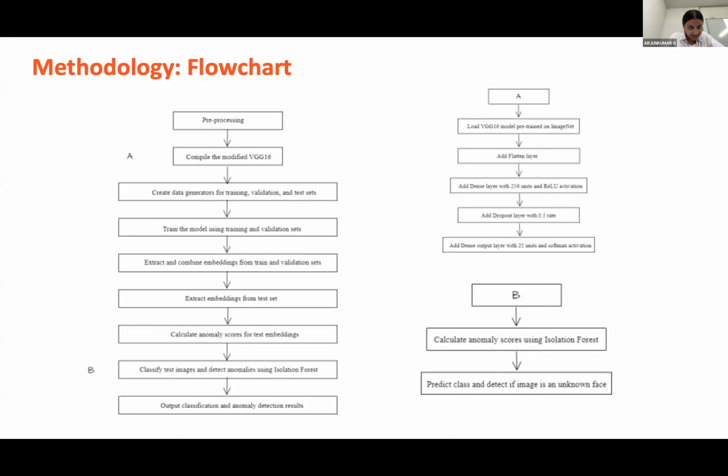The flow chart is, first we have added some layers in the VGG16 model. We have added a flatten layer, a dense layer, then a dropout layer. So these are the modifications we have done. Then we have extracted the embeddings from the test set, which have been used for calculating the anomaly scores for the test embeddings in the isolation forest technique.